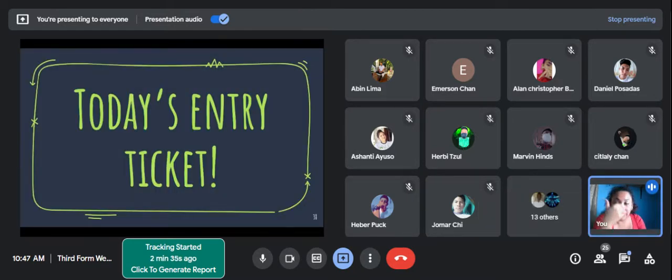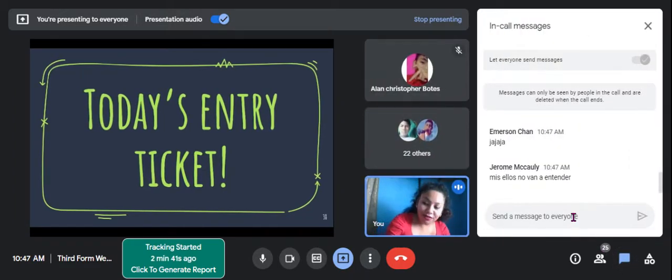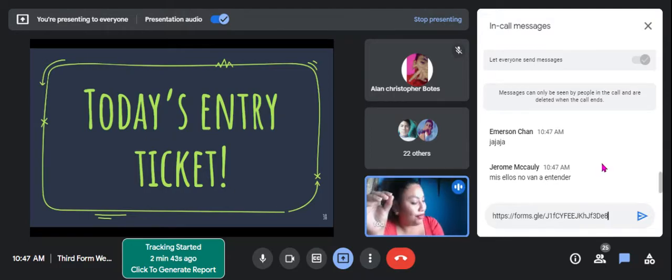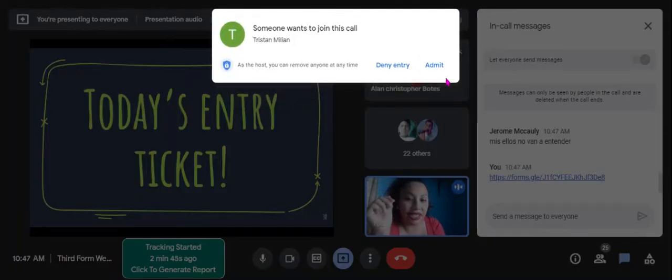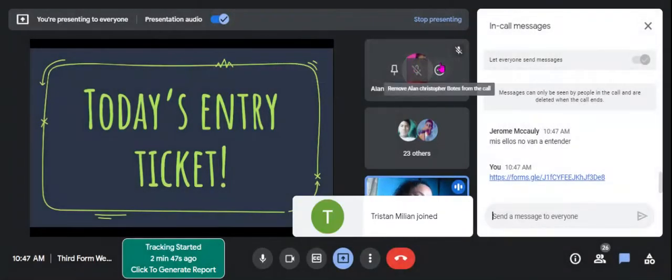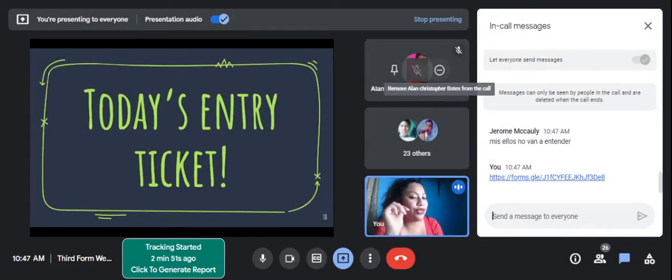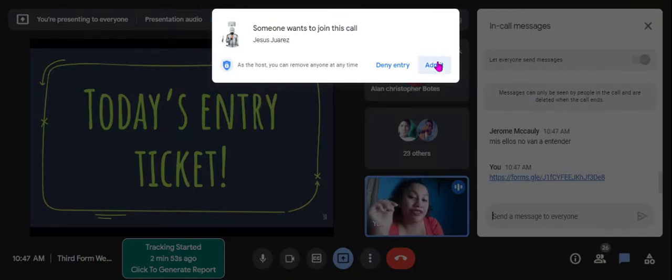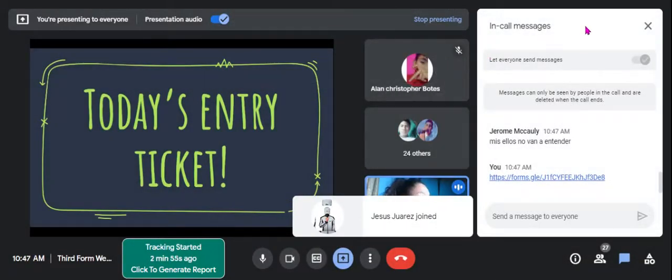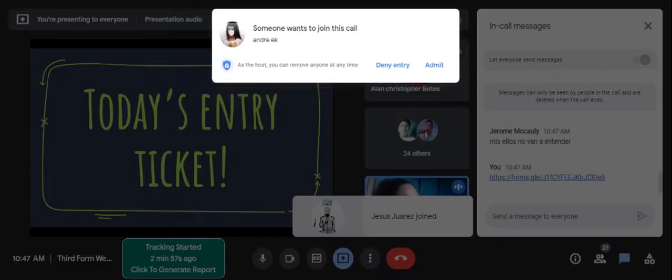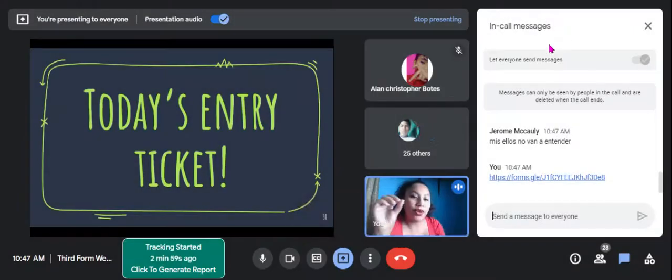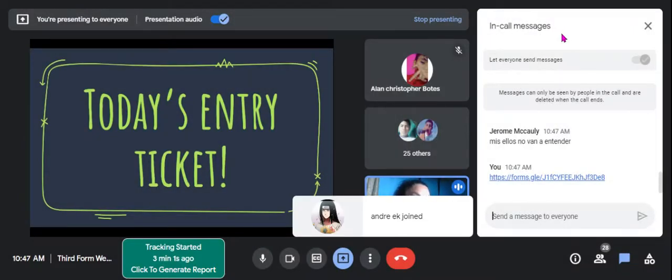So today's entry ticket, I had posted it in Google Classroom, guys, but I'm also gonna put it in the chat. You guys have to do a Google form. You can click on the link and go in the Google form. I'll give you about 3 to 5 minutes to do that. It's just a revision on the geometric tools. What are the tools? What are they used for? Go ahead and answer that, and when you're finished, you just submit your answers.